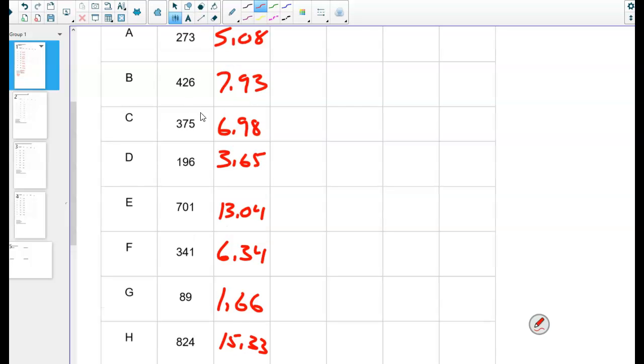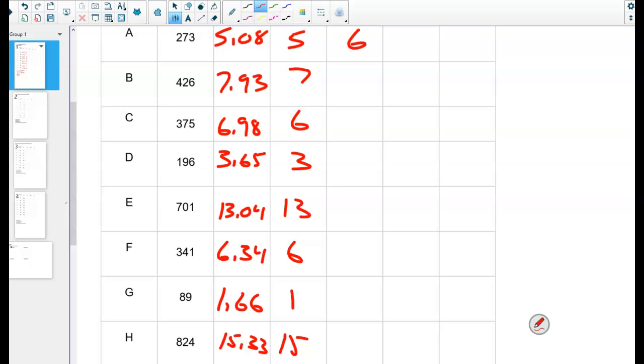Now my lower quota I can do very quickly. It's literally the number in front of the decimal point. You're rounding down no matter what. All right, 4.99 would round down to 4. 4.00 rounds down to 4. Whatever the number in front of the decimal point is, that's our lower quota.